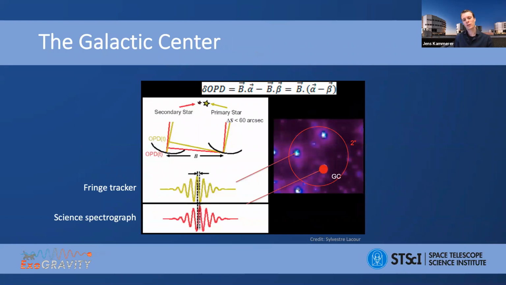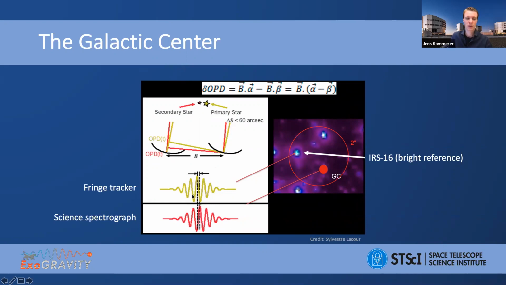Now, gravity was designed to observe the galactic center and to measure to a very high precision the orbits of the stars around the galactic center. And in order to do that, the interferometers of gravity, the fringe tracker and the science spectrograph were equipped with optical fibers, which you could then put onto a specific source in the field of view. For example, you can put the science spectrograph here on the galactic center itself and the fringe tracker on a bright reference source. In this case, it's IRS-16.